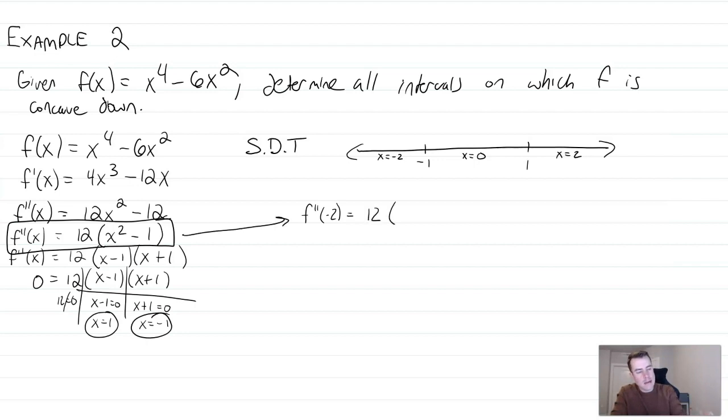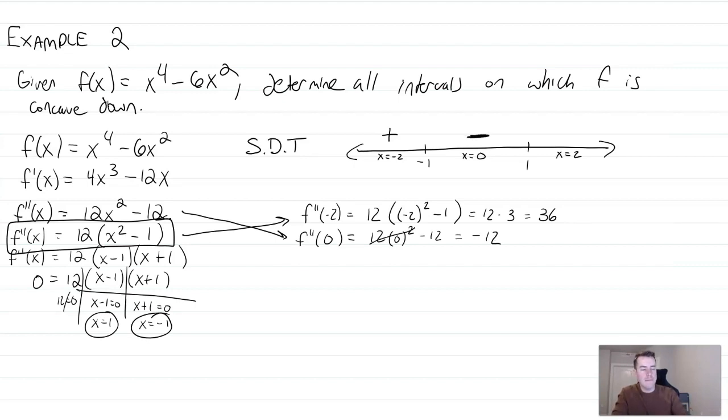So we get 12 times negative 2 squared minus 1. Well, negative 2 squared is 4. 4 minus 1 is 3. And then we have 12 times 3, which is 36. So that's going to be positive here. Then let's do f double prime of 0. I'm going to use the top equation for that one, because that's just 12 times 0 squared minus 12. 0 times anything is 0. Minus 12 would be negative 12. So this is going to be negative here.